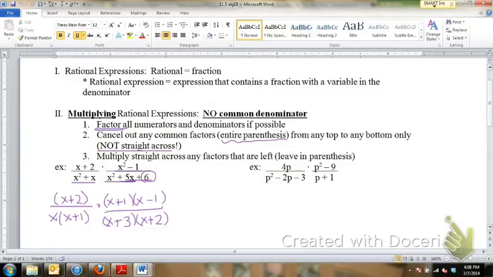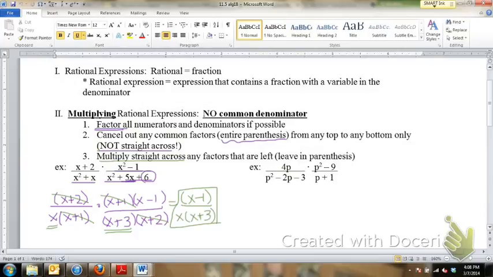Okay, so now I get to start crossing things out. So I have an x plus 2 and an x plus 2 that can go away. I have an x plus 1 and an x plus 1. And then anything that's left, remember when you multiply fractions, you just multiply straight across. So the only thing I'm left with in the top is x minus 1. And in the bottom, I have an x and an x plus 3. Don't multiply them together. Just leave it in parentheses. Just less work for yourself. Okay, so now let's try the next example.